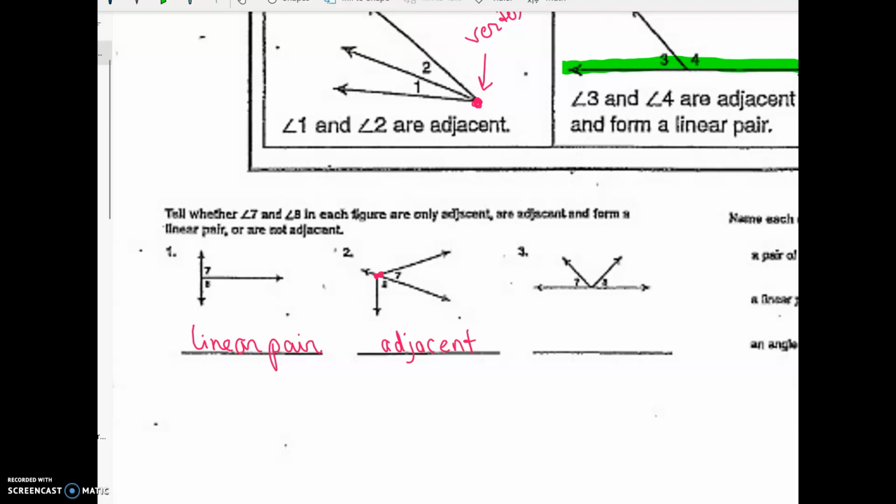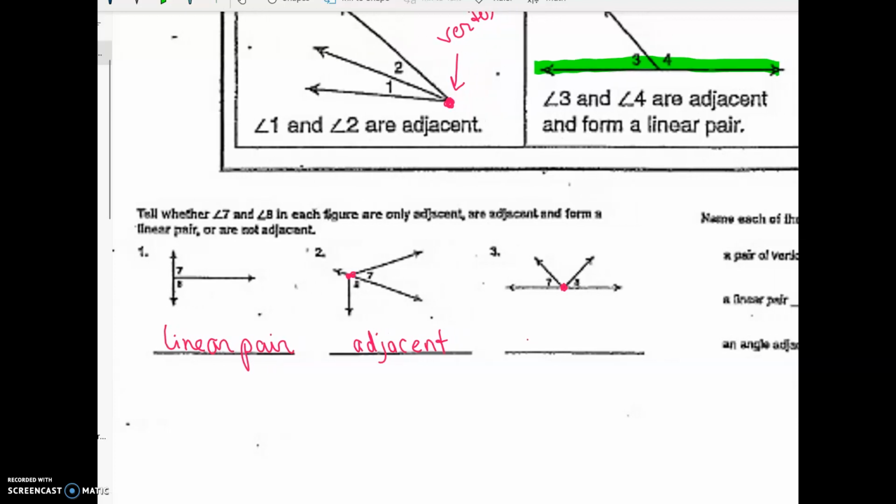And the last one, if we look at angles 7 and 8, they do share the vertex here, but they don't have a common side. They don't share a side. We've got two really separate angles here that are only connected by that vertex. So in this case, they are not adjacent, and thus they cannot be a linear pair. So we could either say not adjacent, or we could just say none of the above. They want us to use not adjacent, so we'll go ahead and go with that.